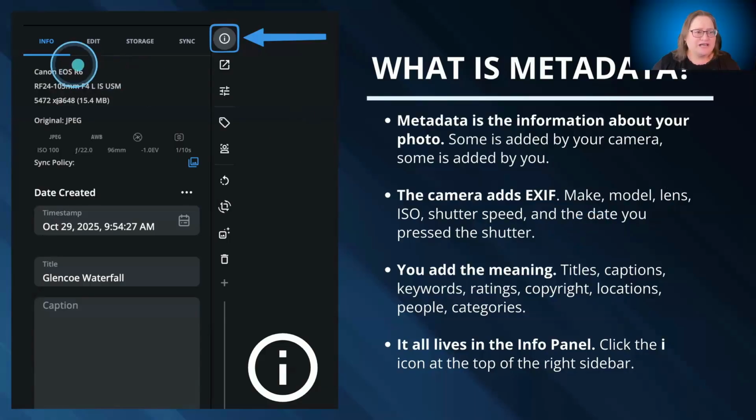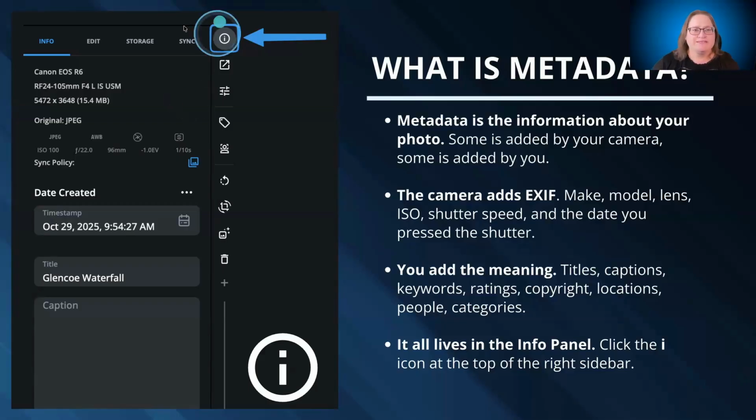You can see in the screenshot up here, these are the various EXIF settings about this particular image. Further down the list in the info panel, you can add additional context and meaning. And these are things like titles, captions, keywords. You can add copyright information if you choose, location, people, all of these different things, and they all live inside the metadata, the info panel inside of Mylio Photos.